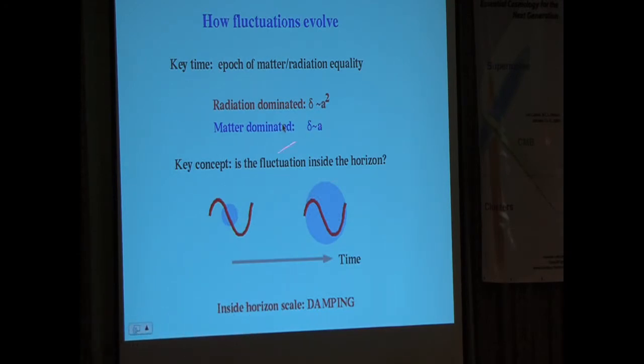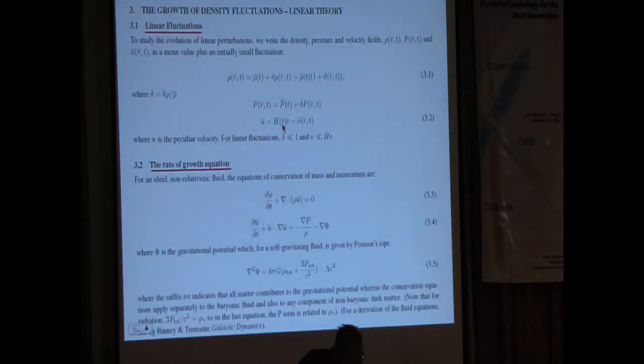If it's dominated by radiation, the fluctuation amplitude, delta, the dimensionless fluctuation in the energy density, I think the next slide gives you the mathematical definition of it, grows as a squared if the universe is dominated by radiation, and just as a if the universe is dominated by matter, where a is the expansion factor. Eventually, the fluctuations come inside the horizon, or the horizon expands to encompass the fluctuation, and then interesting things can happen to them. So I'm going to go very quickly through this. It's quite elementary, but it's mostly to establish the notation.